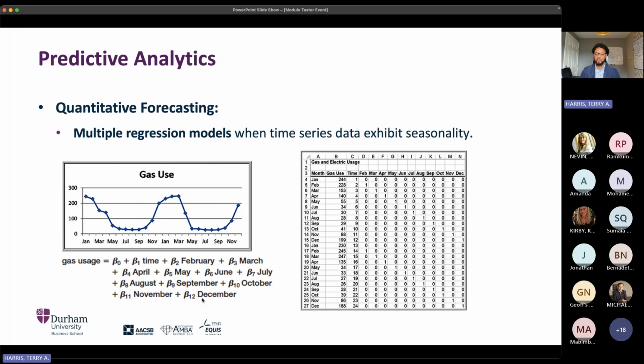Of course, we're ignoring January because we want to avoid a problem called perfect collinearity, which we discuss in the course, right? So we want to avoid perfect collinearity, so we drop one of the months. But this is an example of a multiple regression model that we can build and that we'll discuss in the course using, again, Excel, and we can also use R to do this. That helps us to predict gas usage as a function of time and the various seasonal effects, or monthly effects in this case.